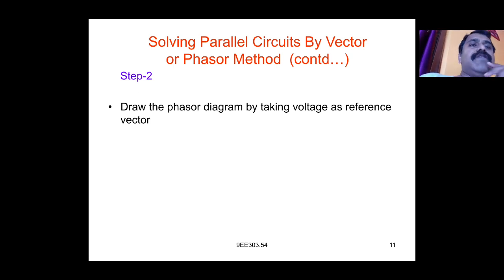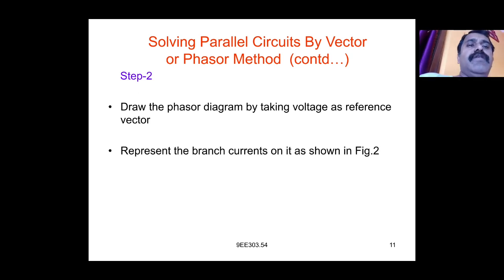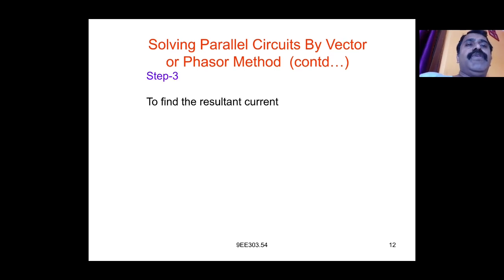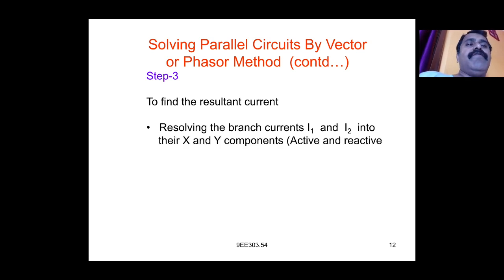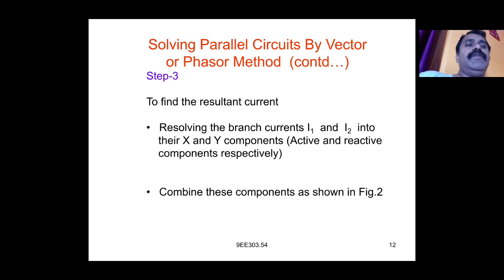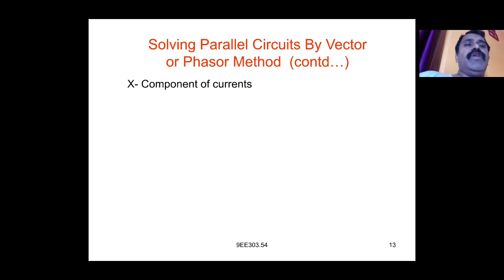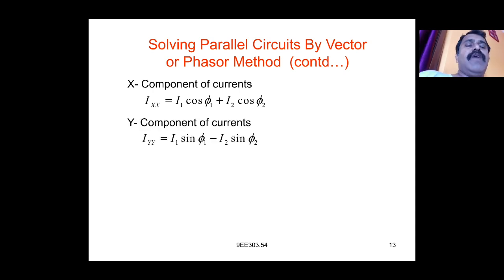Step 2, draw the phasor diagram taking voltage as the reference vector. Represent the branch currents on it, as shown in figure 2. Step 3, to find the resultant current, resolve the branch currents I1 and I2 into X and Y components respectively. Combine these components as shown in figure 2. The Y components of the currents are I1 sin phi 1 and I2 sin phi 2.